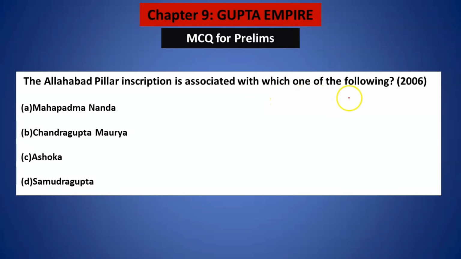Allahabad pillar inscription is associated with which of the following? UPSC Prelims 2006 question. Mahapadmananda, Chandragupta Maurya, Ashoka, Samudragupta. You can pause and write the answer. So the right answer is Samudragupta.